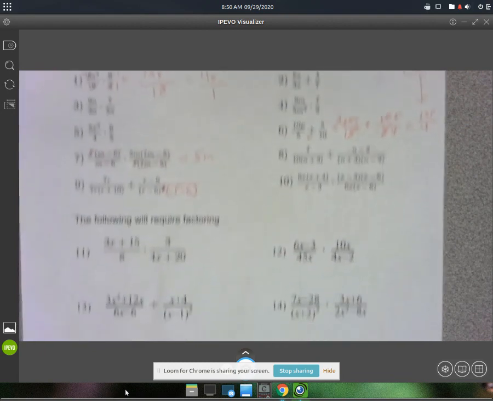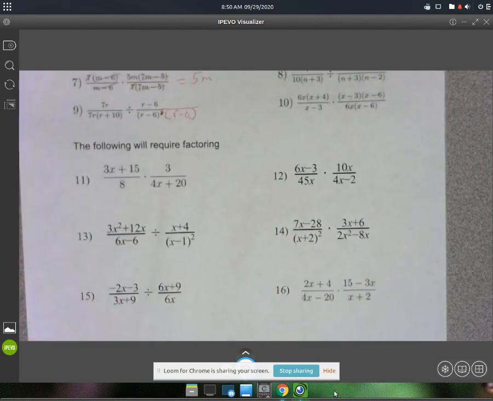I'll try to make a video later showing you how to work 11 through 16, so those are a little different.